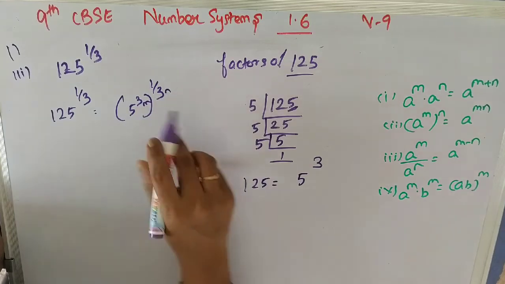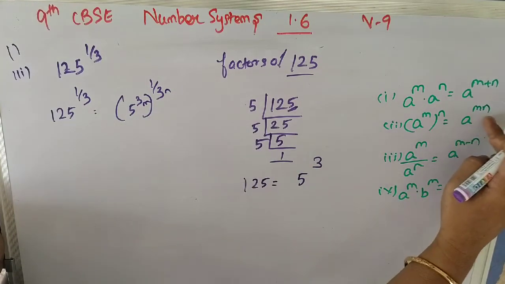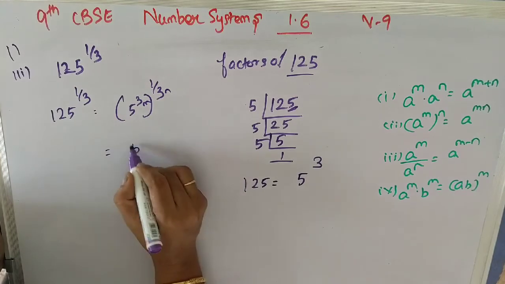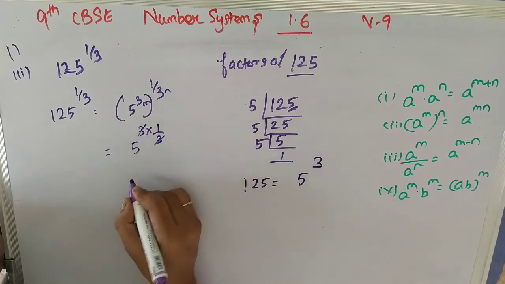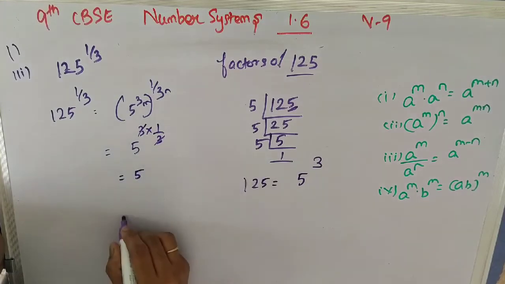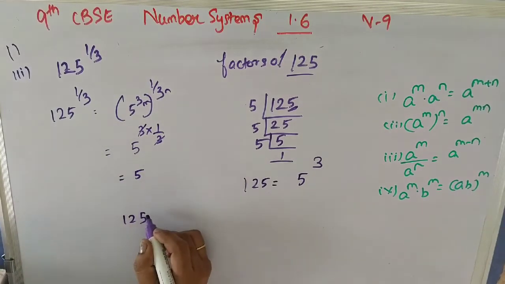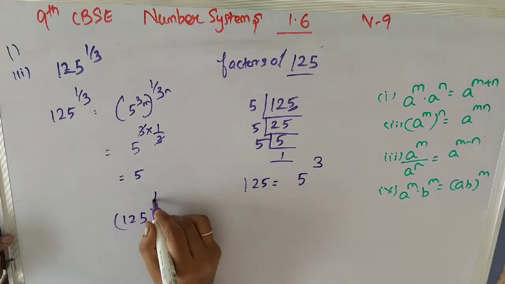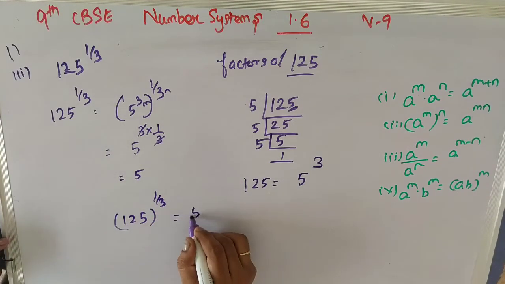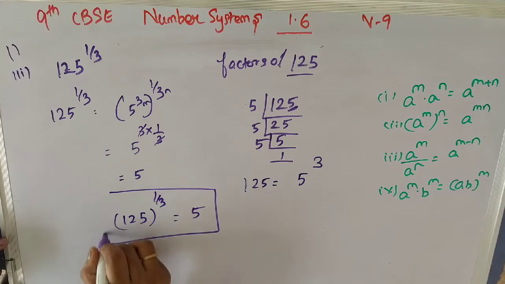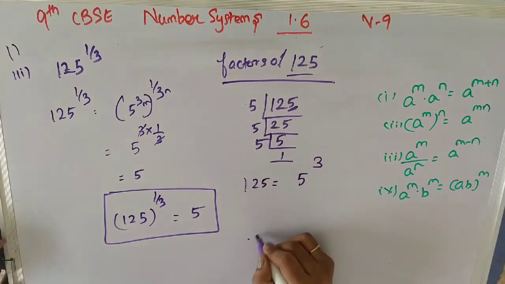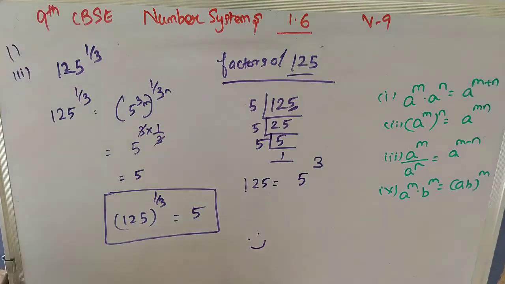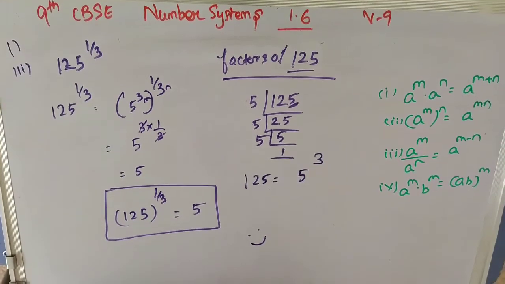This looks like the second law, a power m the whole power n. So I am going to do a power m into n. So 5 power 3 into 1 by 3. 3 gets cancelled and I get 1. So 5 power 1. So 125 the whole power 1 by 3 is equal to 5. Okay. So the first thing we have to do is to find the factors of 125. Substitute the value in the question and use the law of exponents.